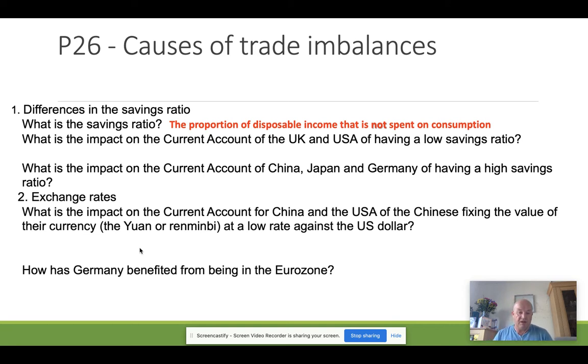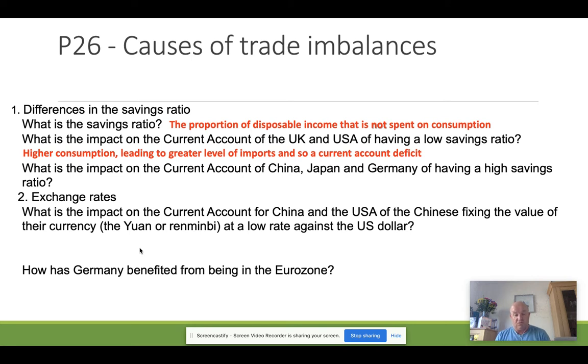Okay, so what would be the impact on the current account of the UK or the US of having a low savings ratio? Well, effectively, if we have a low savings ratio, then that's going to mean that we're going to have high consumption, and that will lead to greater levels of import and so to a current account deficit. We talked about this before, haven't we?